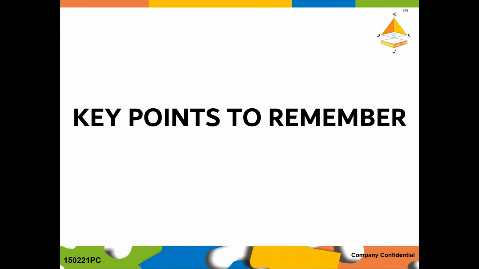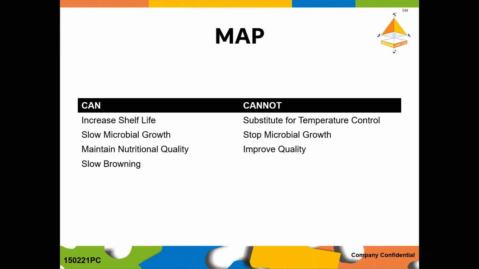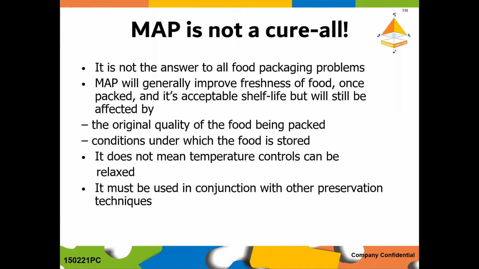So the key points to remember: MAP can increase shelf life, slow microbial growth, maintain nutritional quality, slow browning. It cannot substitute for temperature control. It cannot stop microbial growth. It does not improve quality. It only maintains quality. MAP is not a cure-all. It is not the answer to all food packaging problems.